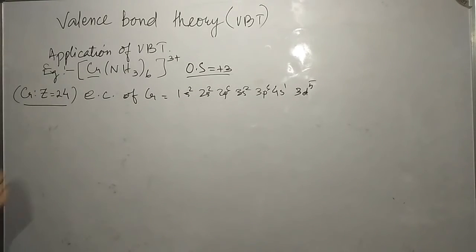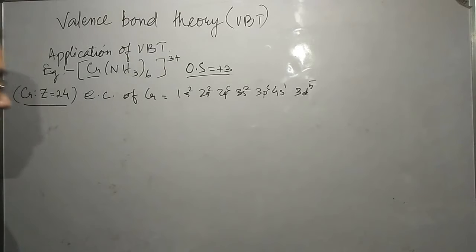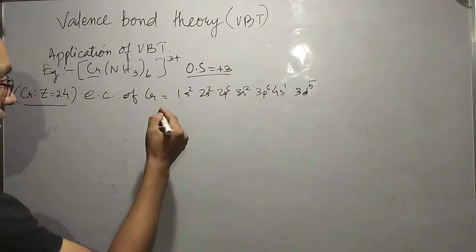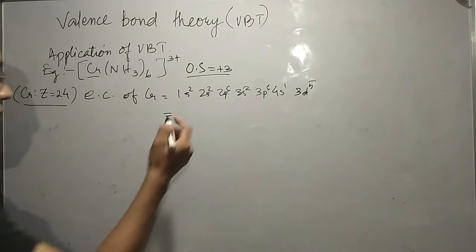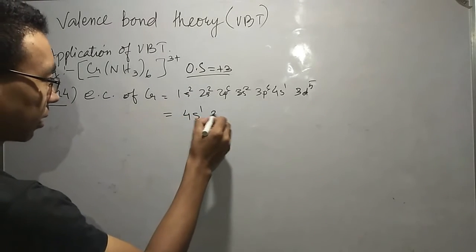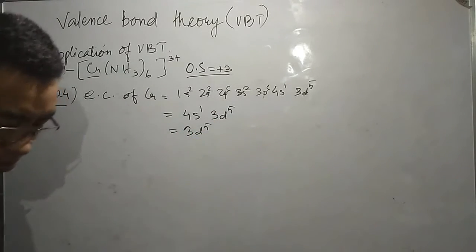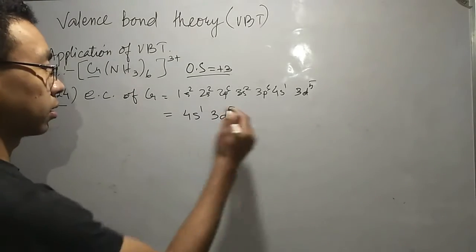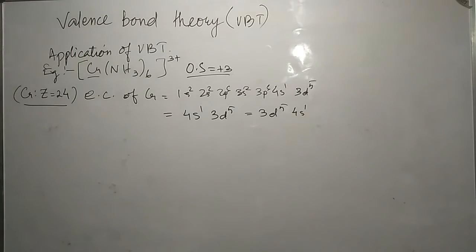Now, we know that the atomic number of chromium is 24. Therefore, the electronic configuration of chromium can be represented this way. Since the hybridization is involved only with the outermost orbitals, we shall consider only the outermost orbitals. So we can write 3d5 4s1. Now let's do it this way.